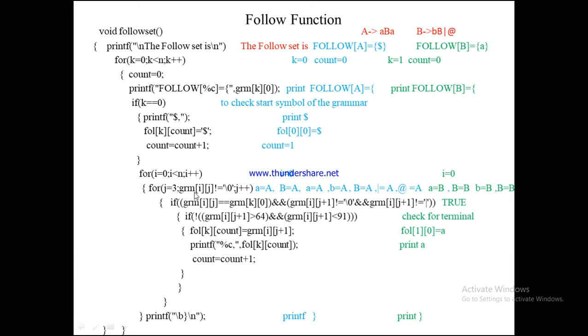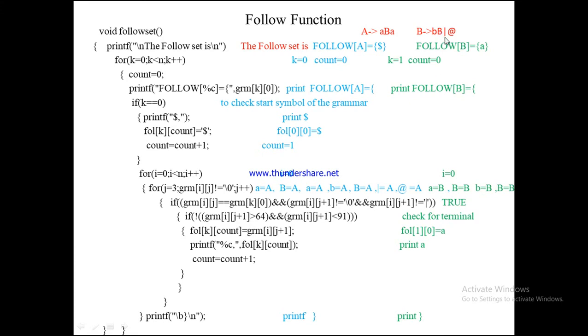Now J is 4. Now I am checking the 1 4. What is your 1 4? So 1 4 is capital letter B. Whether that is equal to the capital letter B? Yes. B is equal to B means what? I am having one more B in the body of the production. So this B I have identified. Now I have to check the other two conditions. What do they say? The next character is equal to null or not.